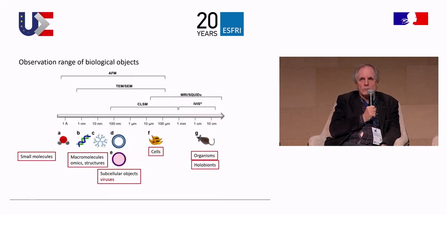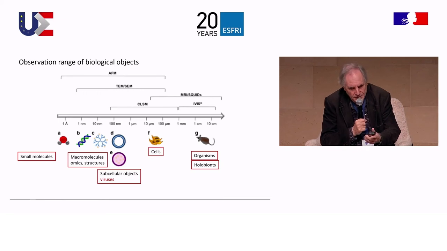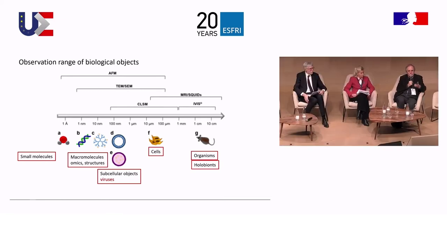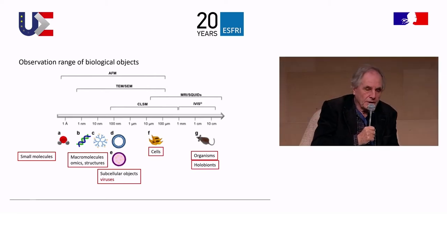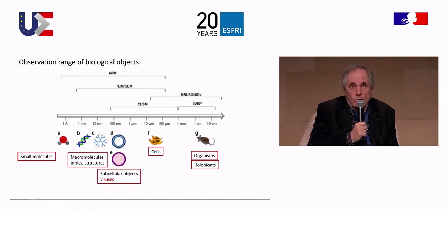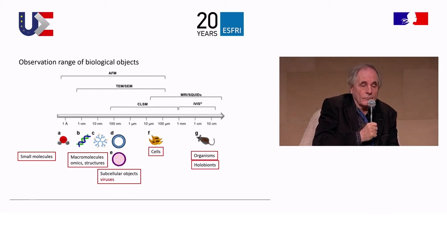And for animal systems, it's exactly the same. This time I went back not to the most highly organized structures in living systems, but to the simple. You have the animal, and then you can have tissues and organs, which are not represented here. You have cells, then subcellular objects, macromolecules, and small molecules. And you have to integrate all this. So observing living systems goes from observing small molecules to the biosphere. And this is a very huge range, as you can imagine.